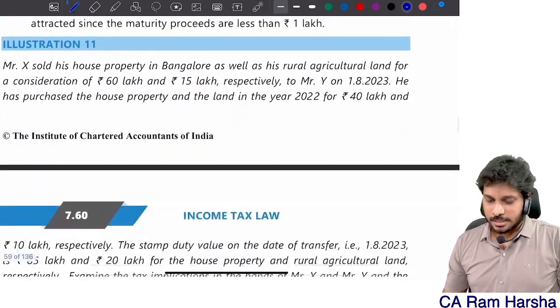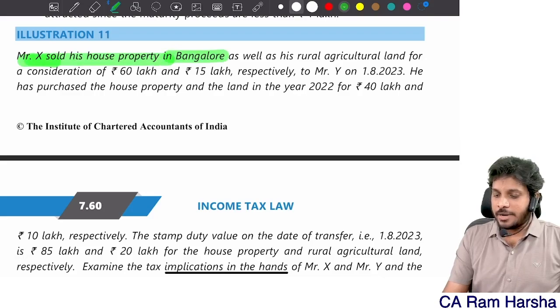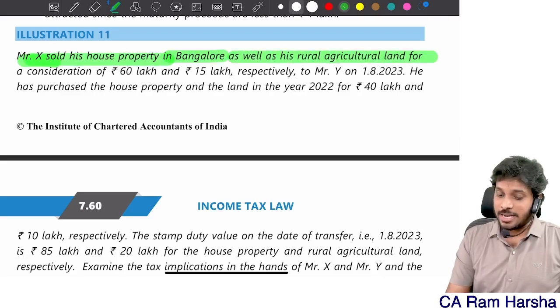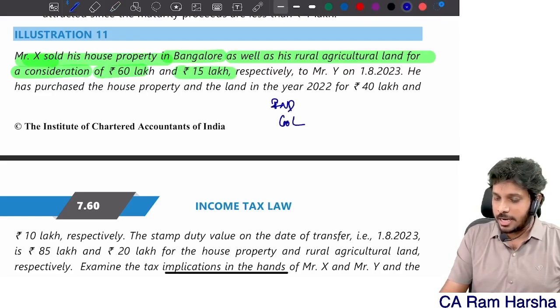That's it. Now illustration number 11. Mr. X sold his property in Bangalore as well as his rural agriculture land for a consideration of 60 lakh and 15 lakh. So the building, some immovable property, is sold for 60 lakh. Rural agriculture land is sold for 15 lakh.